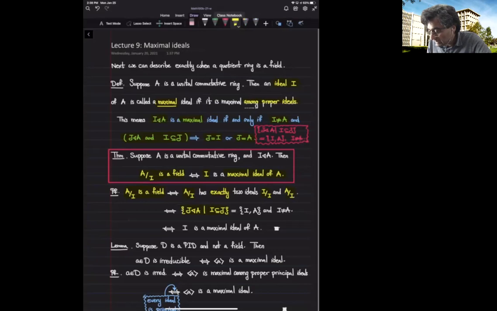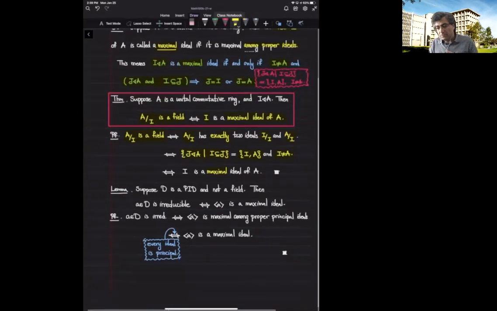So knowing that we have exactly two ideals in A over I means that this set should consist of exactly two elements, I and A, and they should be distinct. So this means I is proper and there is no other proper ideal that contains it, which means I is a maximal ideal. So that's exactly what we wanted to show. And everything is if and only if, so we get both sides immediately.